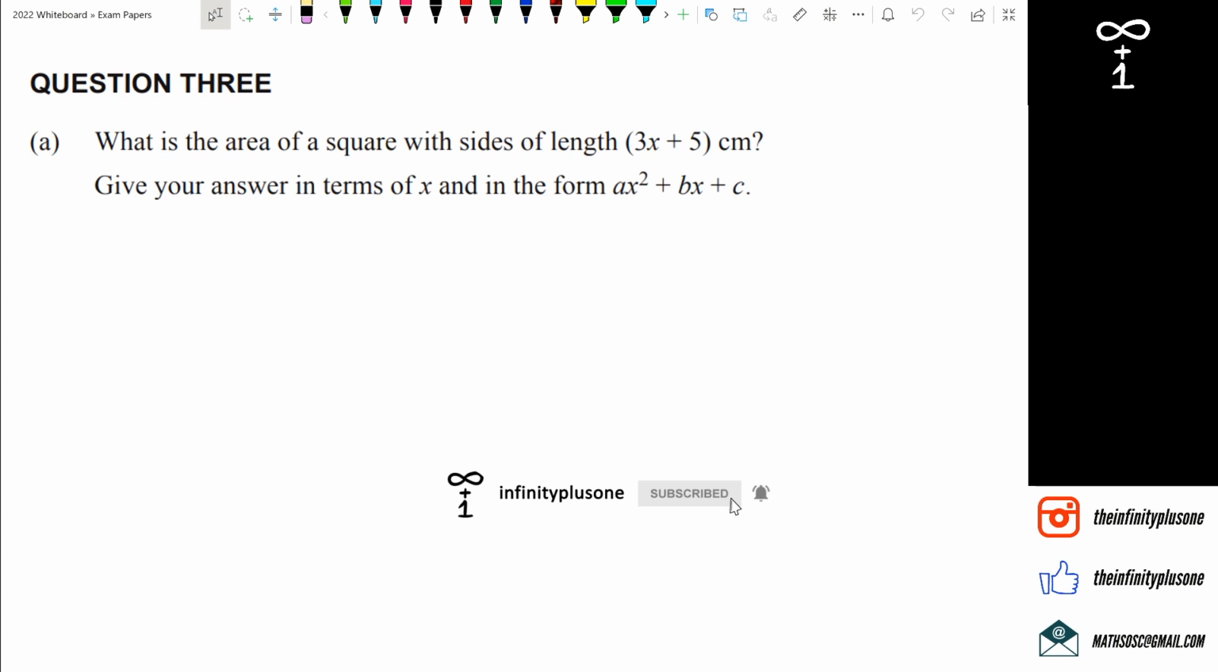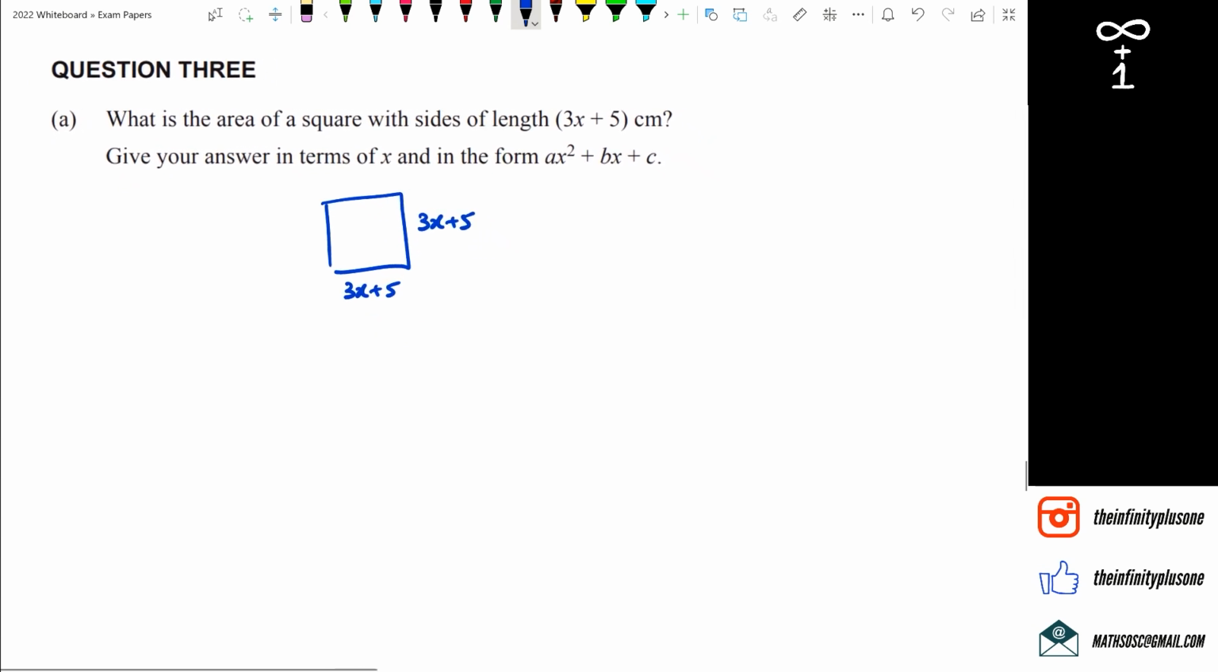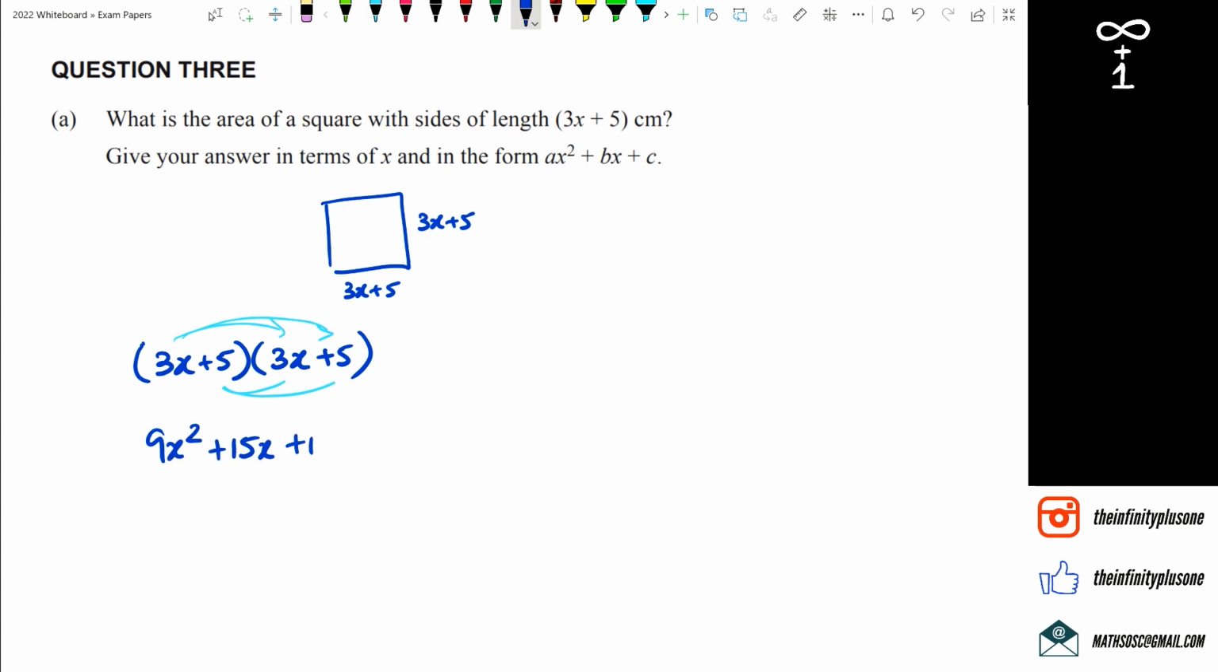Okay, so question 3a, we've got: what is the area of the square with sides 3x plus 5? So, okay, it's a square, and the side is 3x plus 5. Because it is a square, all we've got to do is just expand it out, guys. So we've got 3x plus 5 times 3x plus 5. So FOIL, first, outers, inners, whatever. Basically, we're just expanding the brackets. We're going to get 9x squared plus 15x plus 15x plus 25.